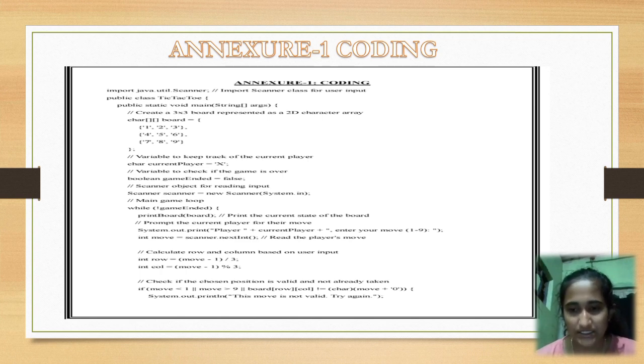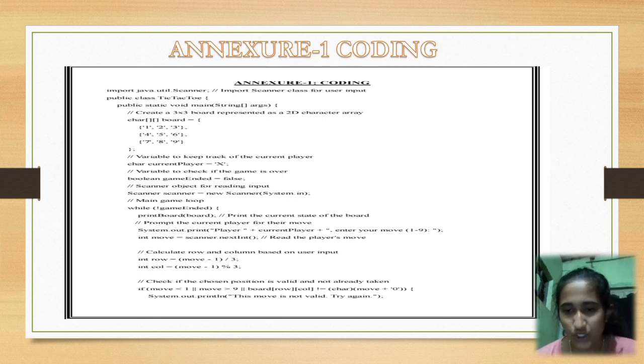Then let's see the structure of the code. Here I will give the main points of how the code is structured. First, the main class: the program starts with a main method, with the board, the current player, game ended, and the scanner. These are the main four components of the code.